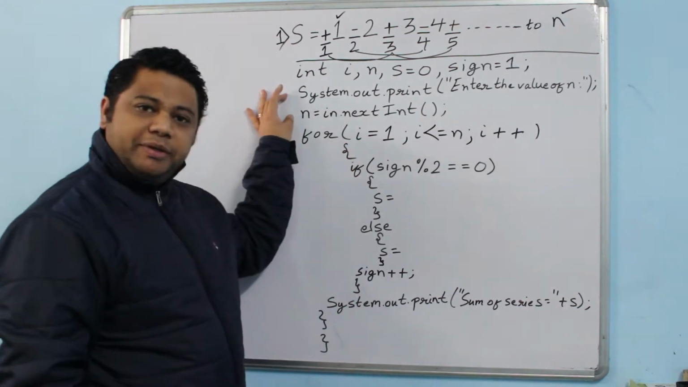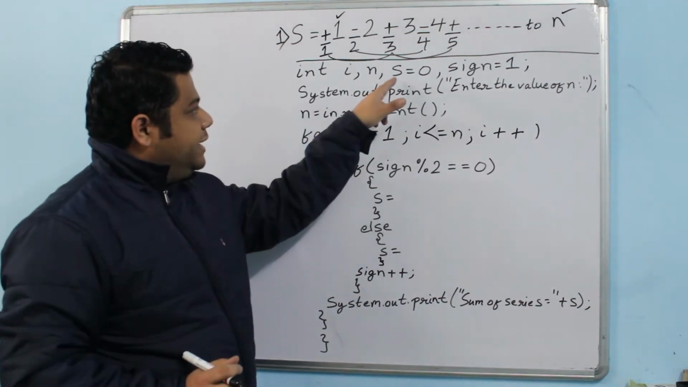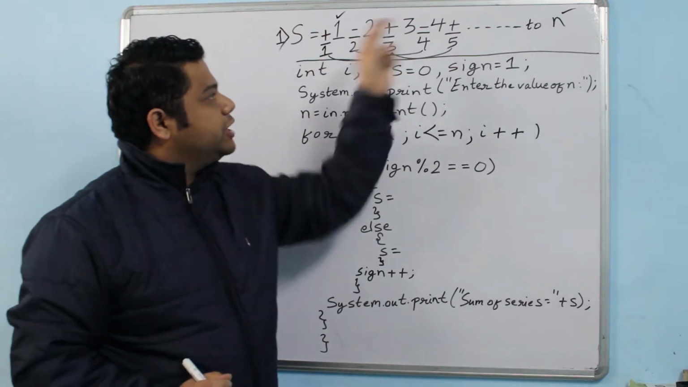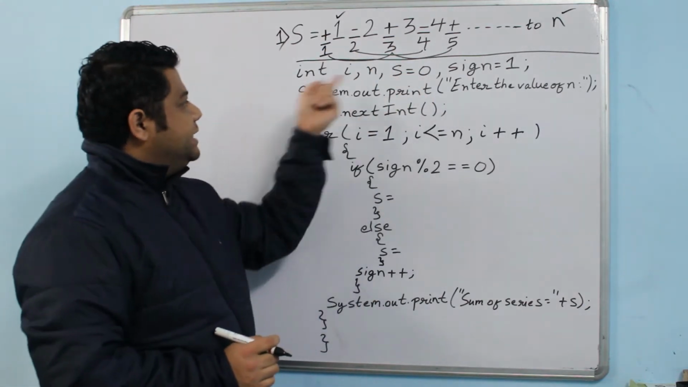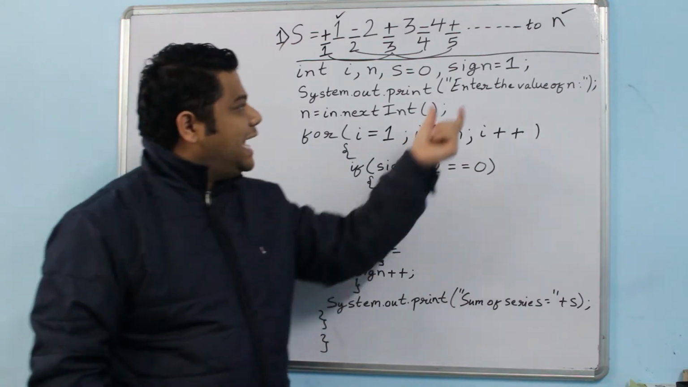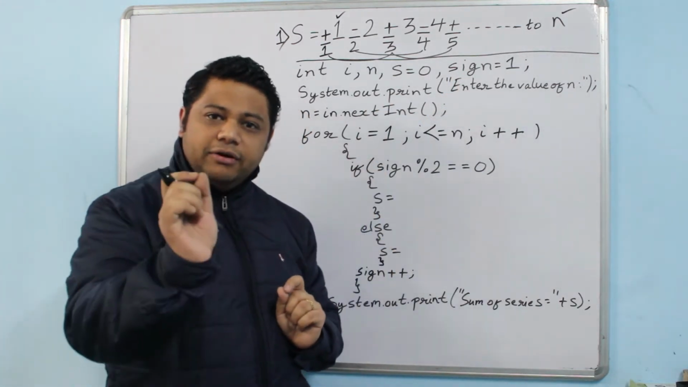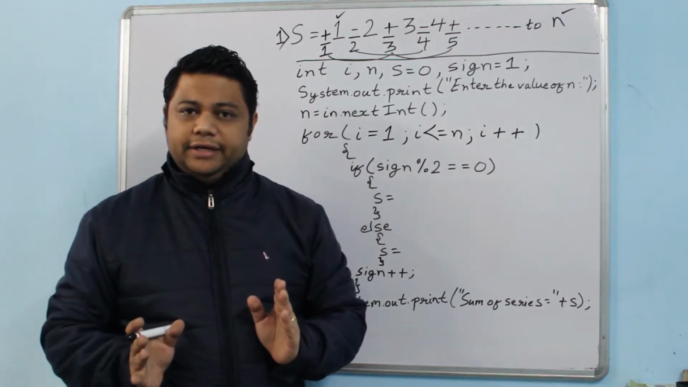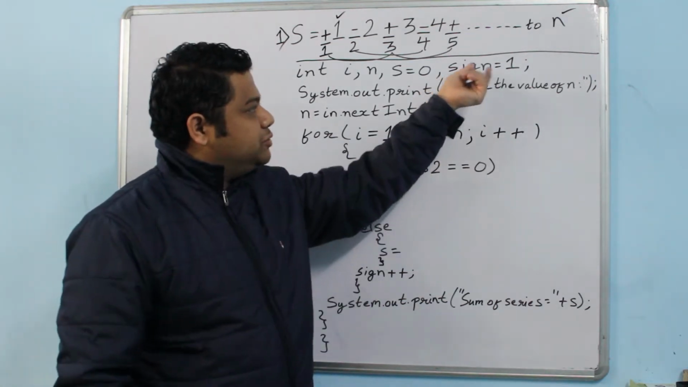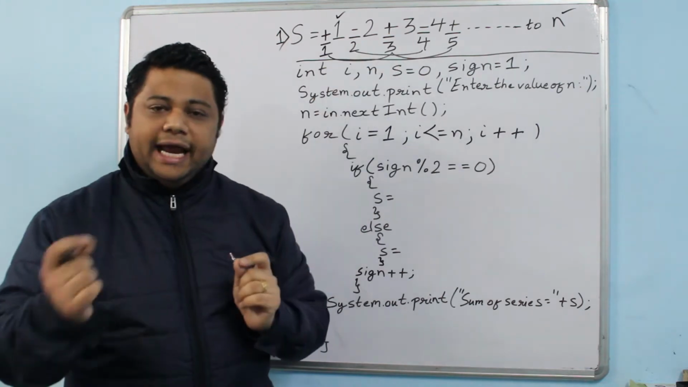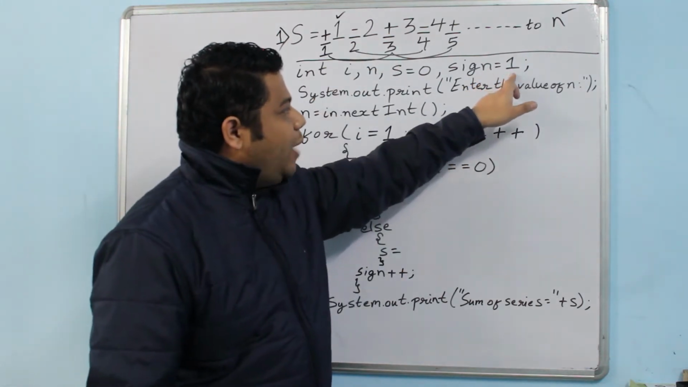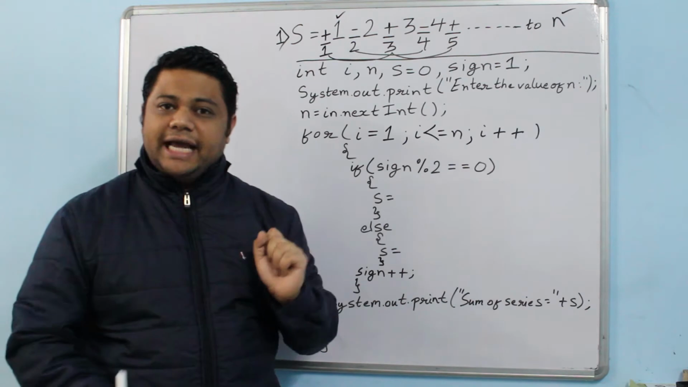The value of n has to be taken from the user. We already know that s has been declared as 0, because all the numbers are integers. That's why we have taken integer and s equals 0. And if you see, I have used one variable over here. The name of the variable is sign. You can use any other name as well, but I am naming it sign so that you understand it's used for plus and minus. And I have set it as 1 because the first position of the sign will be 1.